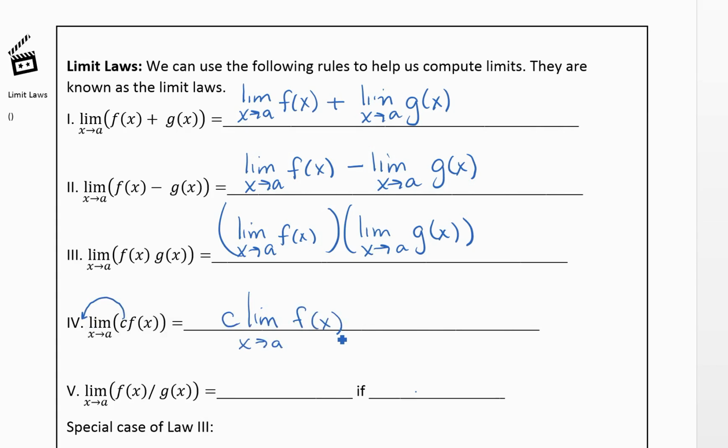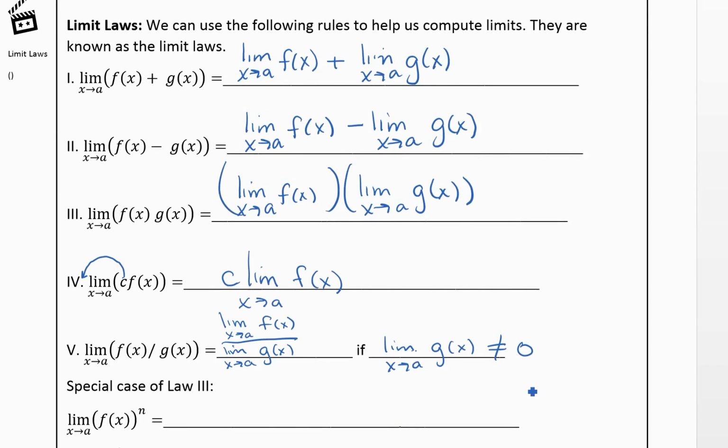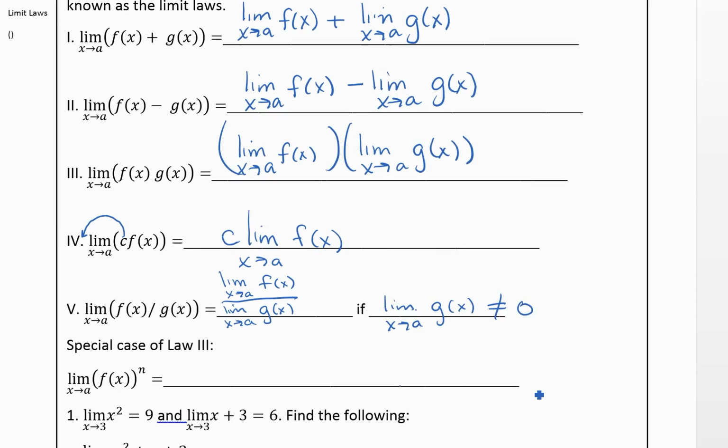Okay, dividing, just like we've seen, we can take the limit of the top and divide by the limit of the bottom. Now, dividing, we always have to be careful. We have to make sure that the limit of the bottom is not 0, so as long as this does not equal 0, we can do that. Okay, now looking at the power rule, when we talked about multiplication, if we want to take the limit as x goes to a of a function to a power, we can actually take the limit as x goes to a of f of x and raise that whole limit to the power.